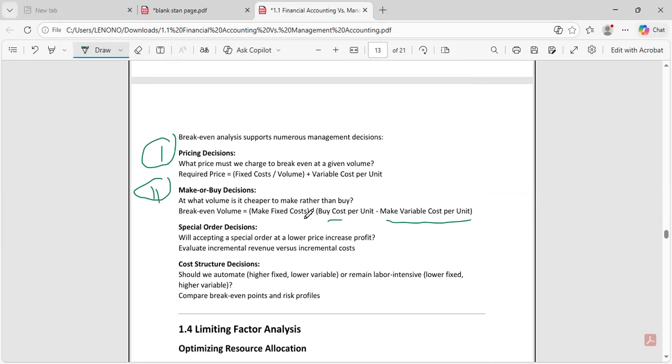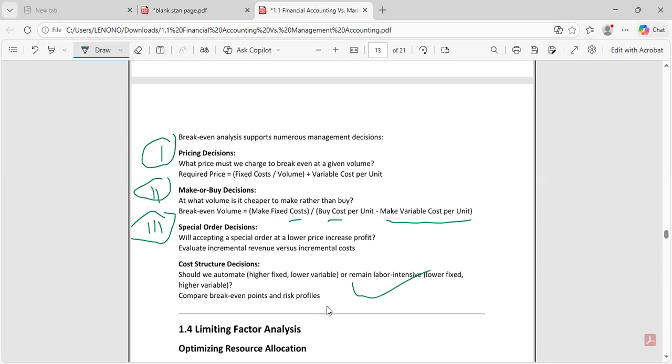All right, then also the special order decisions. We are looking at whether accepting a special order at a lower price increases profit. Then the cost structure decision. Should we automate, with higher fixed and lower variable costs, or remain labor intensive with lower fixed costs? So this is on a break-even point.